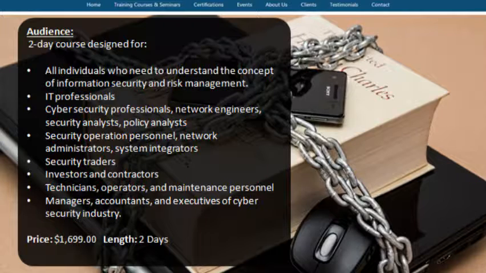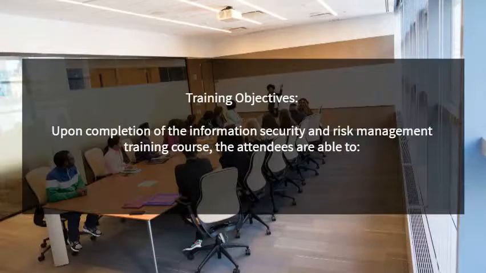Price, $1,699. Length, 2 days. Training objectives.